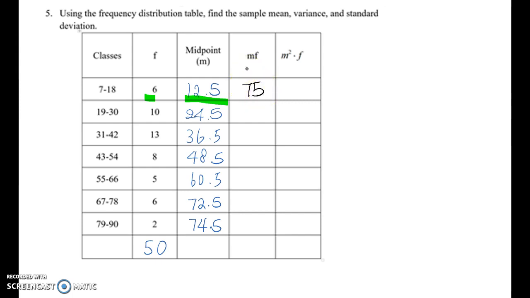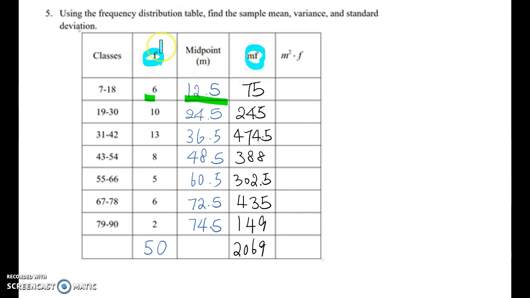Same step. Please pause this video, calculate all the other m times f values, and then get back to this video. If you calculate that, you will get those values, and the total becomes 2069. Therefore, using these two columns, you can find the mean value. The mean x bar equals 2069 divided by 50. That's 41.38.